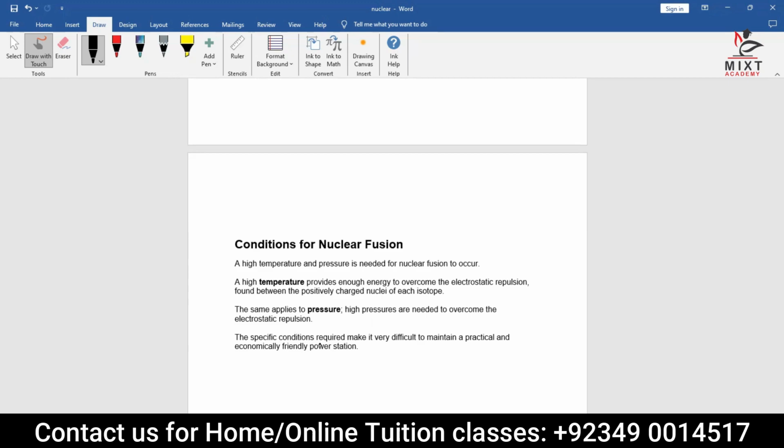The specific conditions required make it very difficult to maintain a practical and economically friendly power station. It means it's very difficult to develop a power station which performs nuclear fusion reaction on the earth. Okay, so I want you to write these conditions as well.